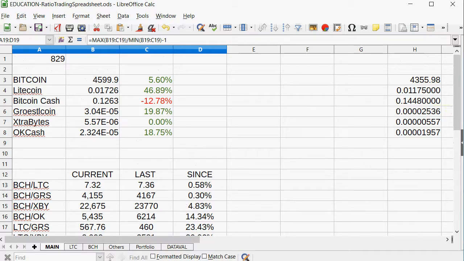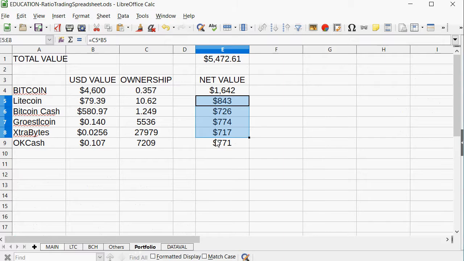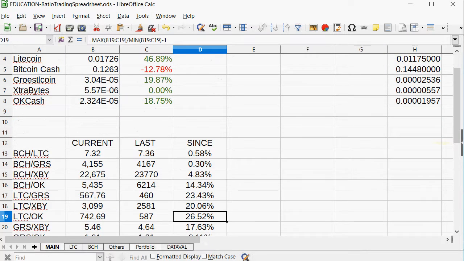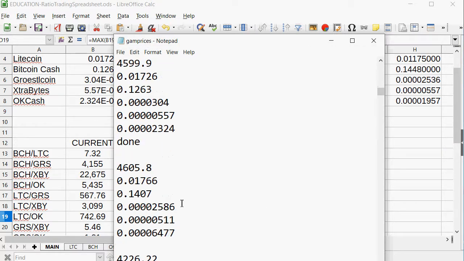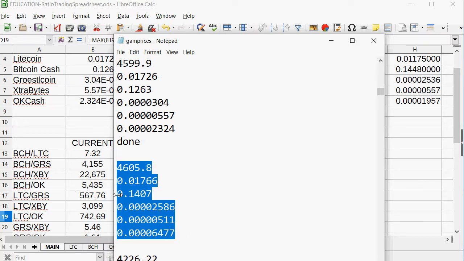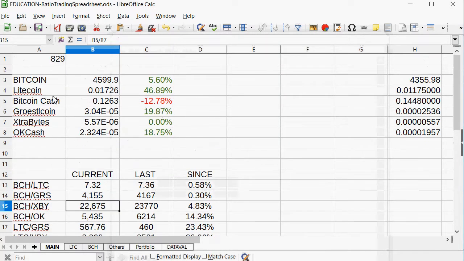Okay, so portfolio now we can see is up to 5,400. Litecoin being your highest value. They're all over about 700, which is nice. So the price would go pretty much break even on Bitcoin at 46.05 here. It's going to go down the next period, but we'll get to that when we get to it.